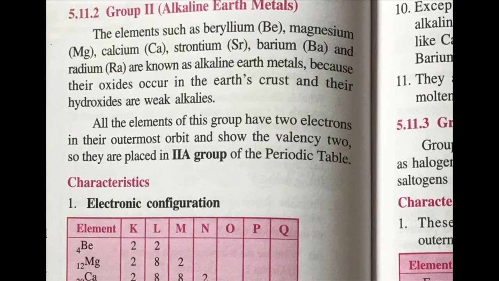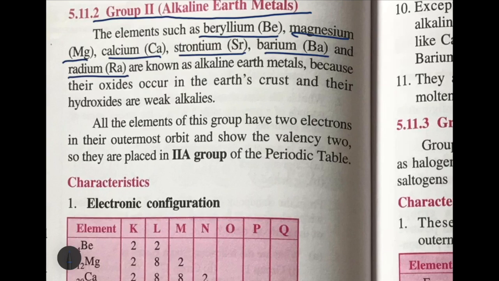So, to come to the concluding part of the periodic table, today I'm going to start with the group 2 elements, that is the alkaline earth metals. The elements that you find in group 2 are beryllium, magnesium, calcium, strontium, barium, and radium. These elements are known as alkaline earth metals. Why? Because the oxides are found in the earth's crust and their hydroxides are weak alkalis.